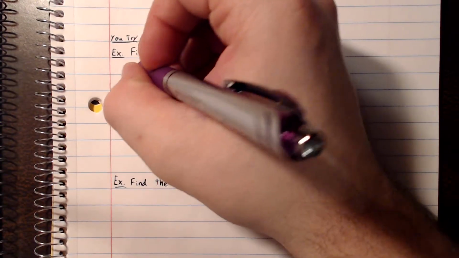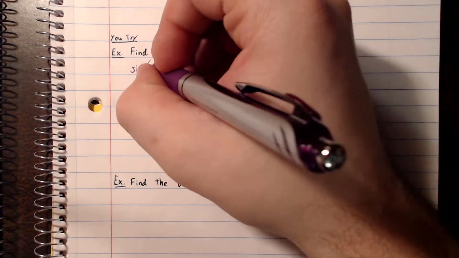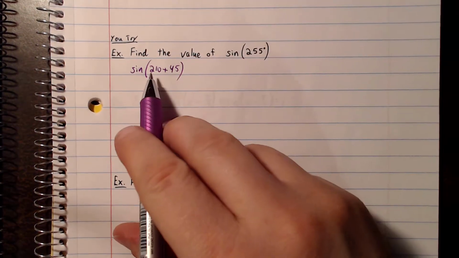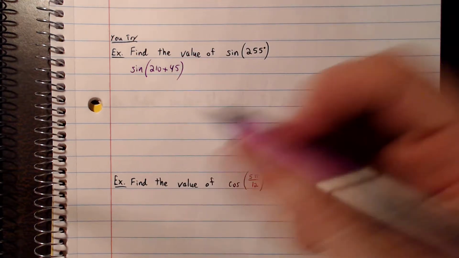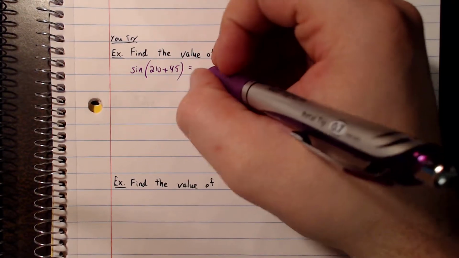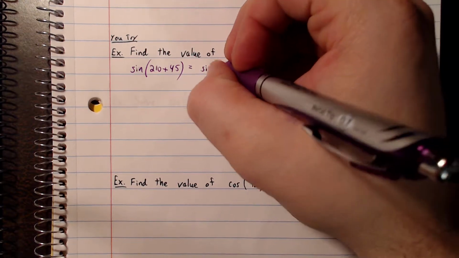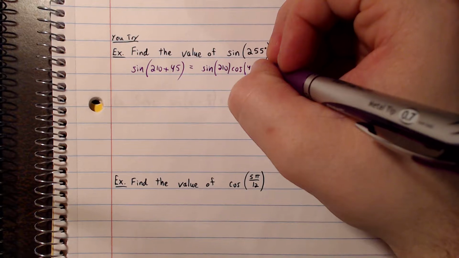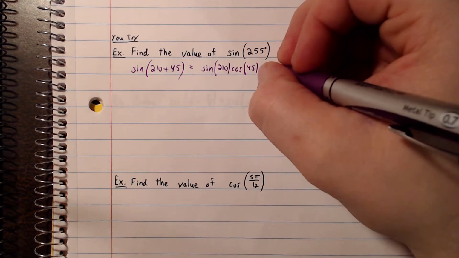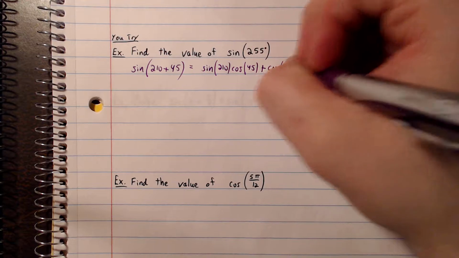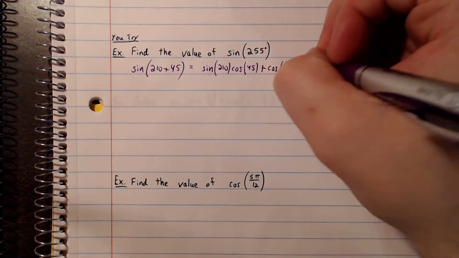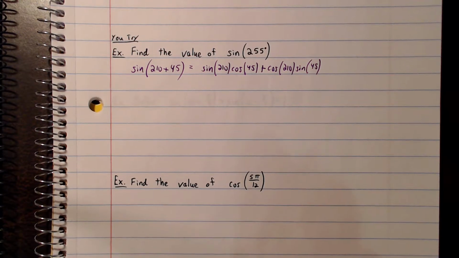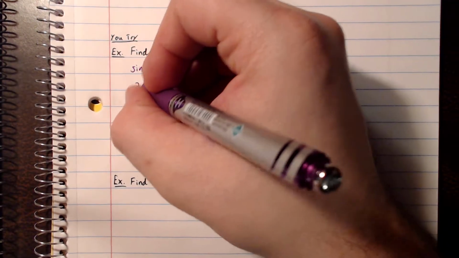What I'm thinking would be 210 and 45. That shows up on the unit circle, so does that. Our formula says sine of 210 times cosine of 45 plus cosine of 210 times sine of 45. So we need to look at our unit circle, figure out what the coordinates for 210 are.